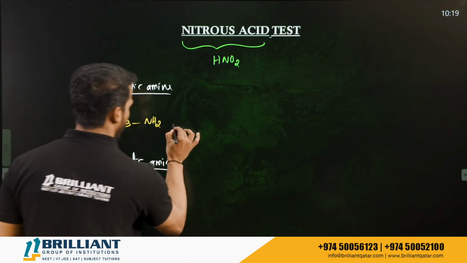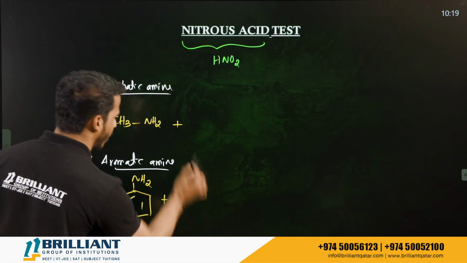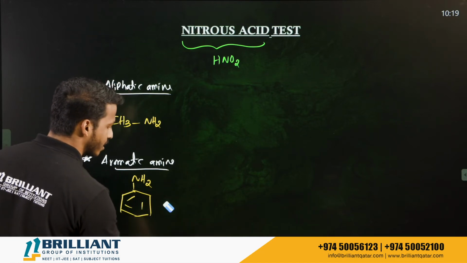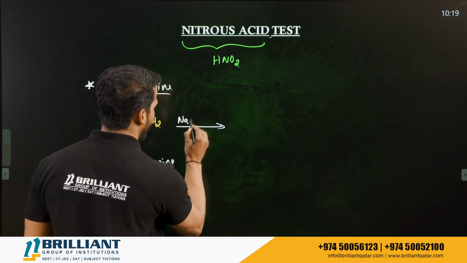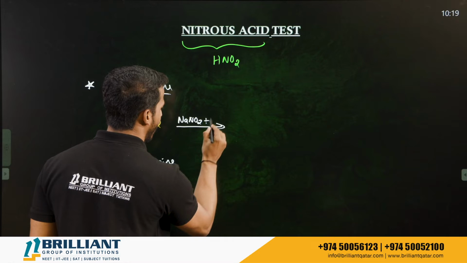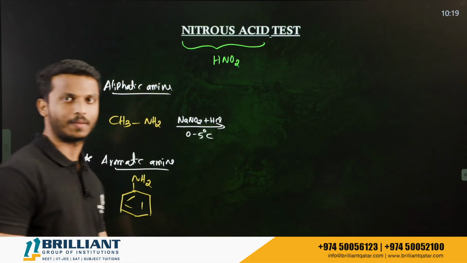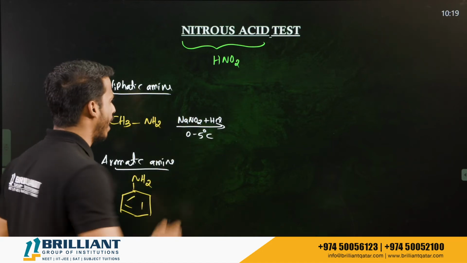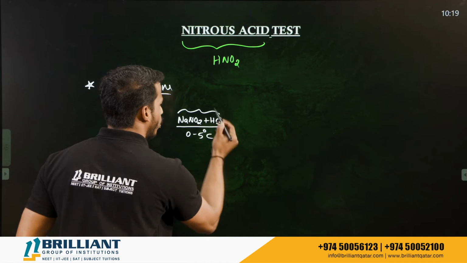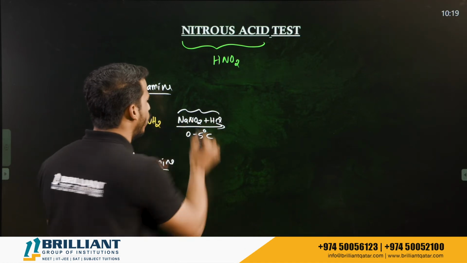What is the test, dear all? You may have studied a reaction called diazotization, right? What do you mean by diazotization? Diazotization means treating the compound with NaNO2 and HCl at 0 to 5 degrees Celsius. Correct? NaNO2 is called sodium nitrite. Actually, dear all, this NaNO2 and HCl react together. What do you get? NaCl and HNO2, right?